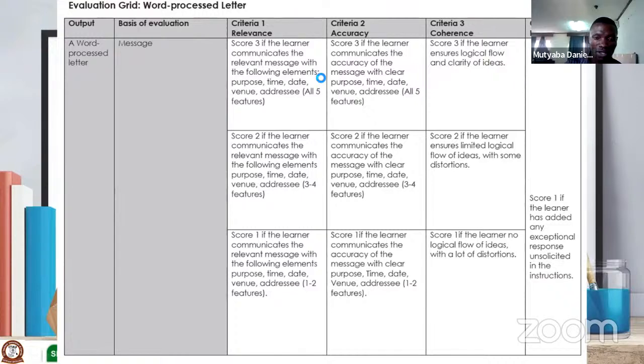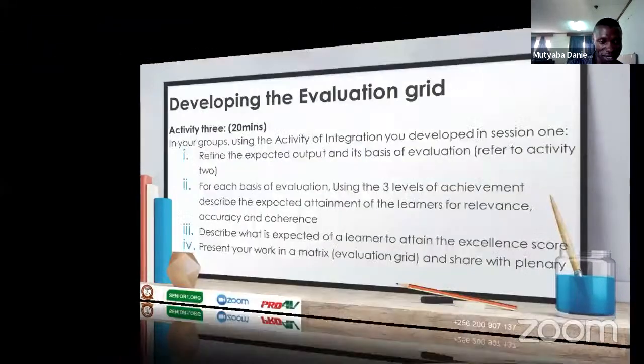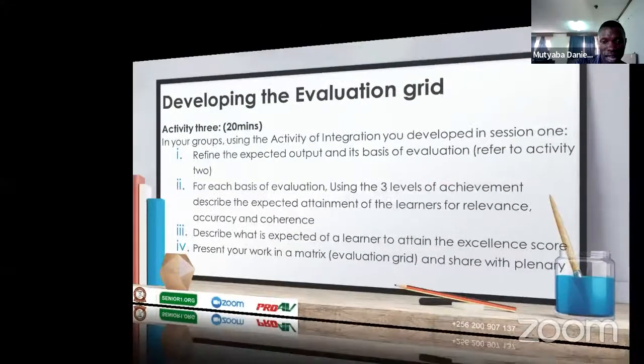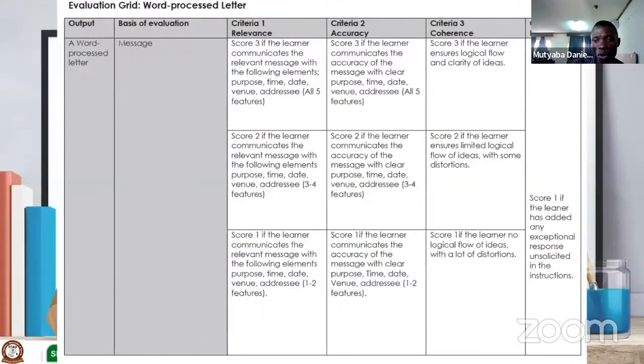Then, since this activity here is asking us to describe what is expected of a learner to attain excellency, I'll also talk about it here. I'm saying that the learner will obtain excellence only if the learner has added any exceptional response unsolicited in the instruction.